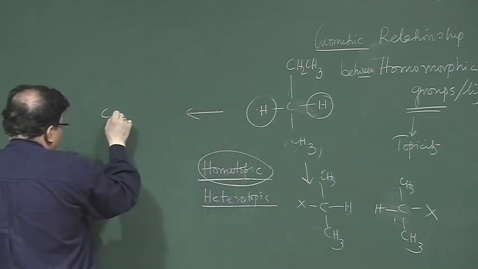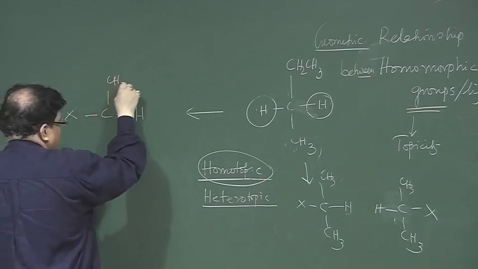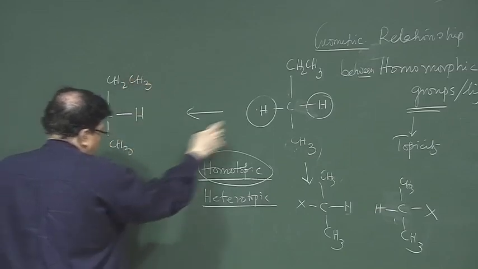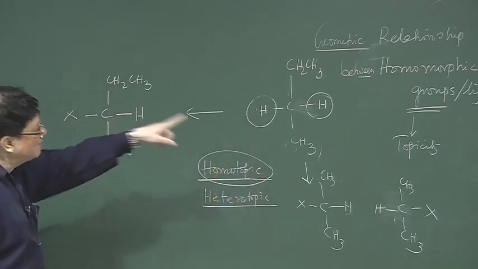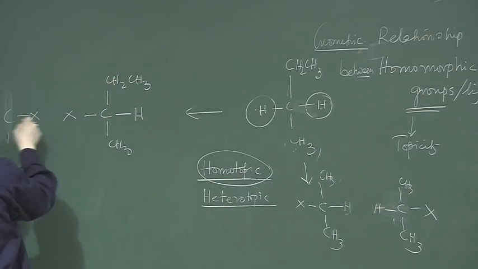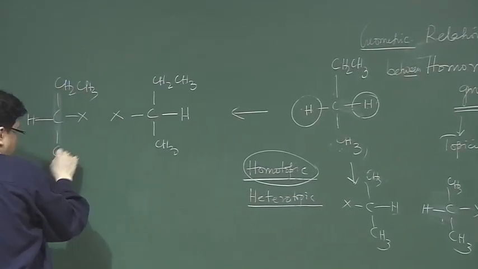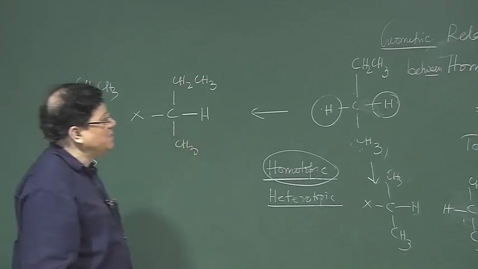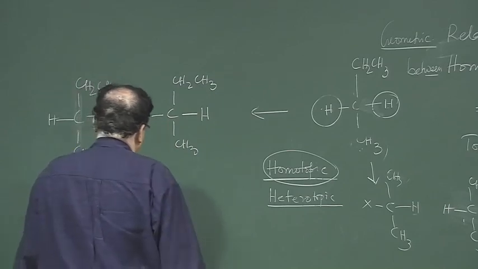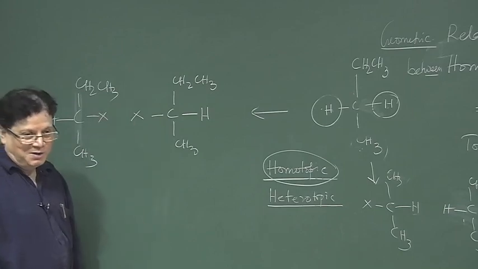You again do the same substitution addition criteria. So, I substitute the left hydrogen by X. I get this. I substitute now the right hydrogen by X. So, I will get this, CH2, CH3 and this is CH3. Now, find out the relationship between these two. What is the relationship between these two? You can tell they are mirror images of each other. They are enantiomers now. Okay.